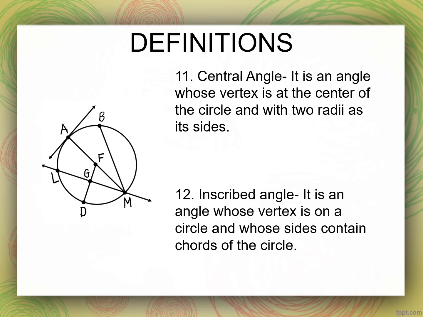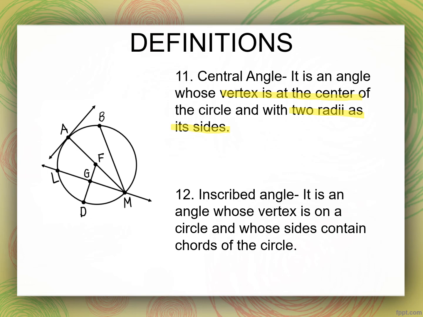Okay, next is central angle. A central angle is an angle whose vertex is at the center of the circle and two radii as its sides. The important thing you need to remember is that the vertex should be at the center of the circle, and the sides should be the radii. So if we look here, we need to take note that the vertex is the center, point F, and the sides of your angle should be the radii.